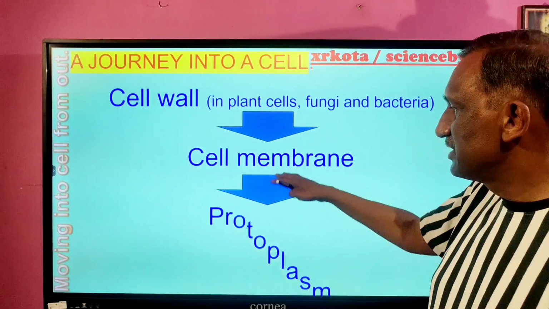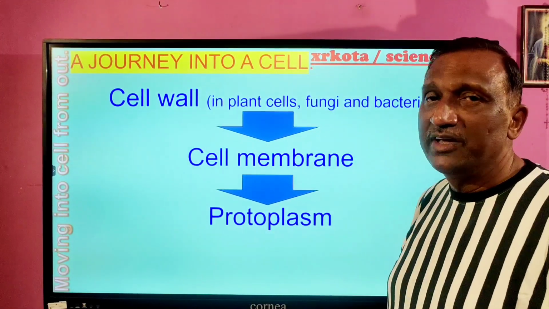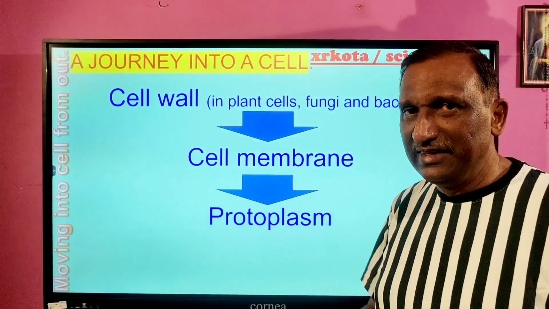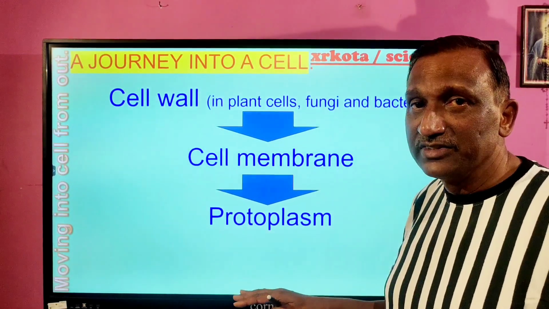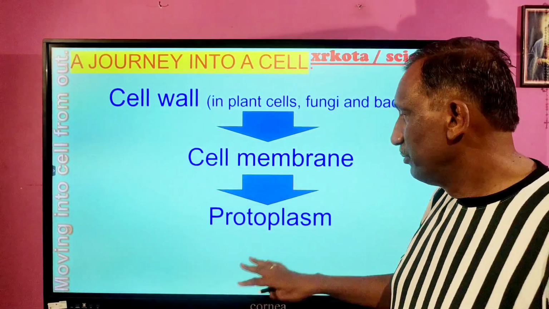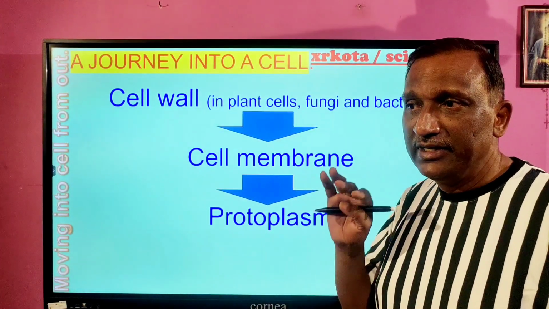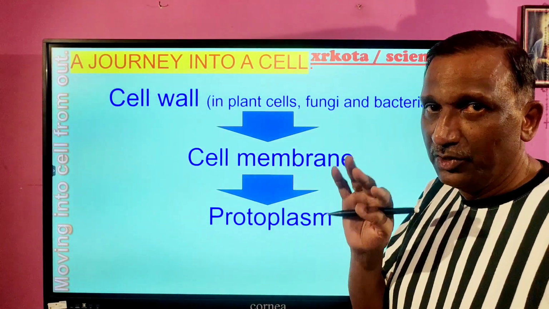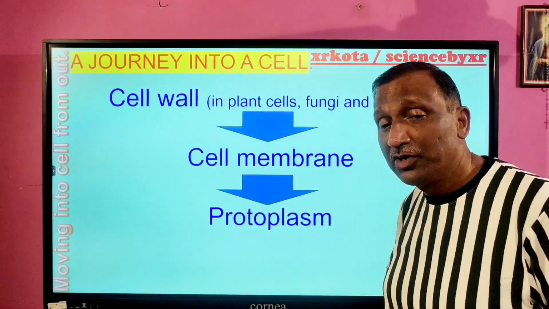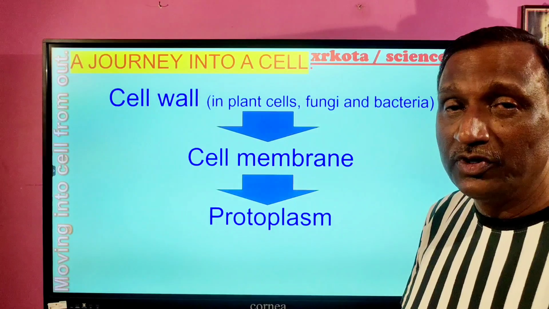Once we cross the cell membrane, we'll come across a jelly-like fluid, and that jelly-like fluid is called protoplasm. In the protoplasm, there are several things. The word proto stands for first, plasm stands for fluid. That is, it is the first fluid. Why are we calling it first? Because it is the most important fluid.